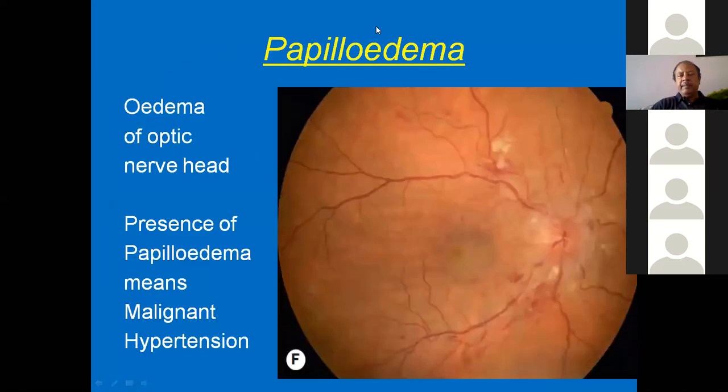Next is papilloedema. Papilloedema means edema of the optic nerve head. This is optic nerve head, and you can see it is edematous. Papilloedema means malignant hypertension.